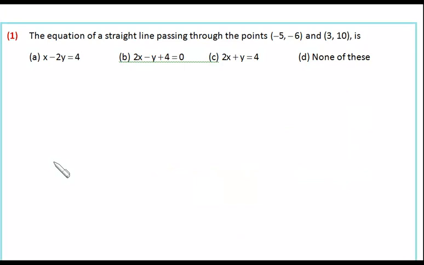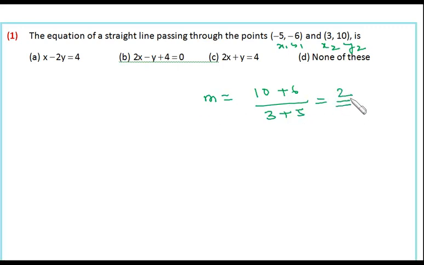Next is the equation of a straight line passing through these 2 points. Here you can use the 2-point form, or you can find the slope of this line and then use the 1-point form. How do we find the slope of the line? That is the difference between ordinates by the difference between abscissas. So it is x1, y1, x2, y2: y2 minus y1, that is 10 minus minus 6, so it is 10 plus 6, over x2 minus x1, so 3 minus minus 5, that's 3 plus 5. 16 by 8, it is 2.